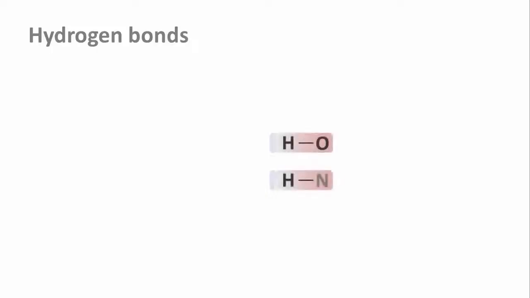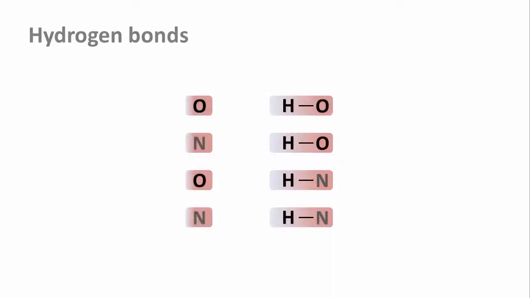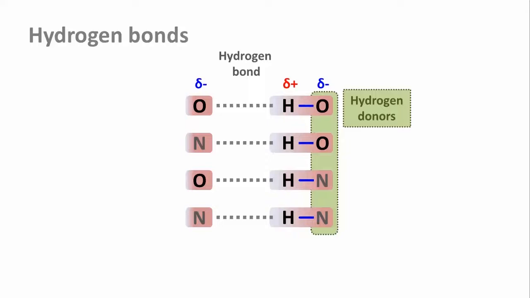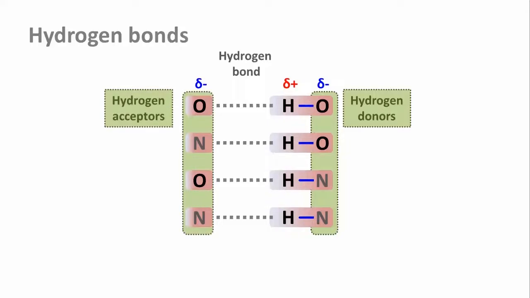A hydrogen bound to either oxygen or nitrogen is face-on to another oxygen or nitrogen. The partial charges attract each other, and you have a hydrogen sandwiched between the two more electronegative atoms. The non-covalent bond between these two atoms is called a hydrogen bond. The atom that is covalently linked to hydrogen is called the hydrogen donor, and the one that is non-covalently linked, hydrogen acceptor. A hydrogen bond can only form if the hydrogen and the acceptor are about 0.18 nanometers apart.